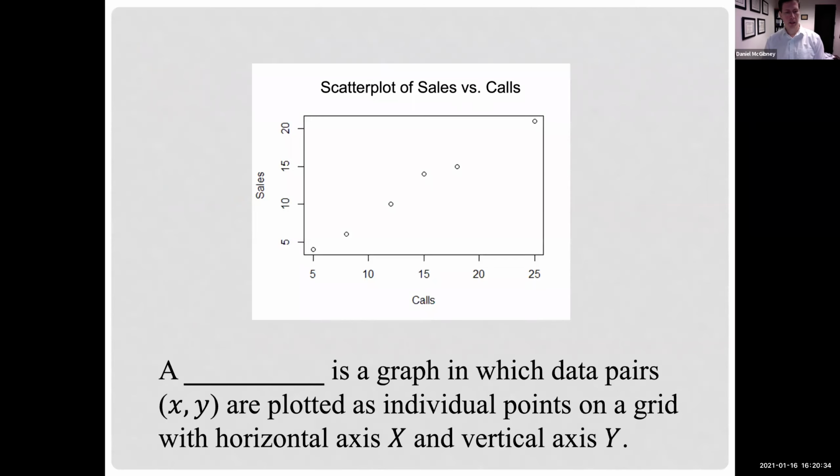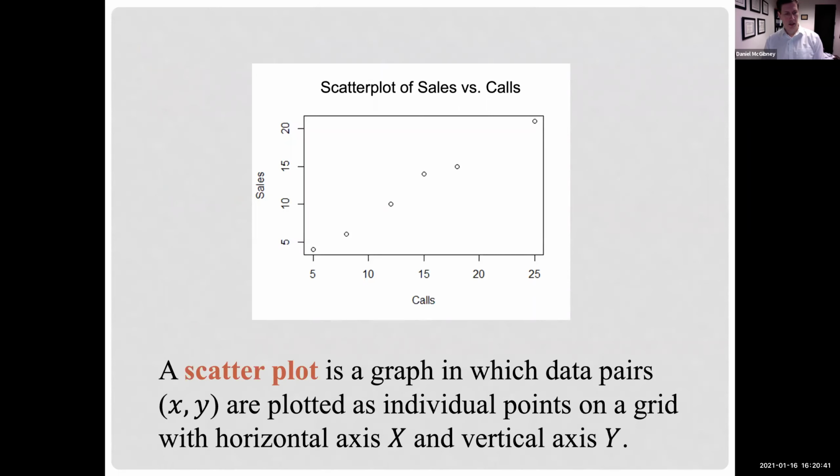One way we can look at a correlation graphically is with what's called a scatter plot. Here we have a scatter plot of sales versus calls. So we have calls on the horizontal x-axis, and we have sales on the vertical y-axis. As you can see, as calls increase, so does the number of sales, as depicted by the scatter plot.